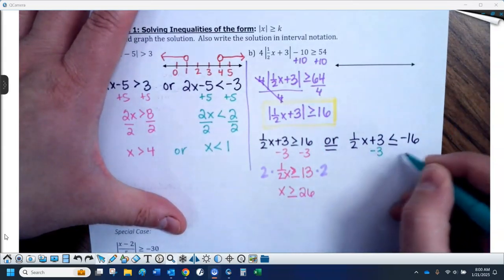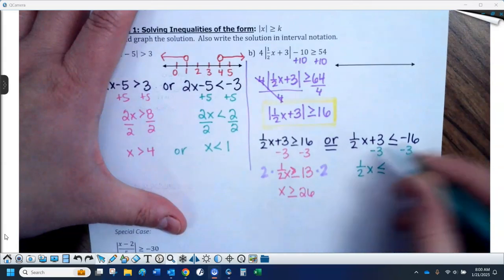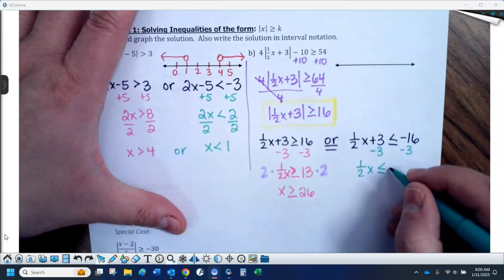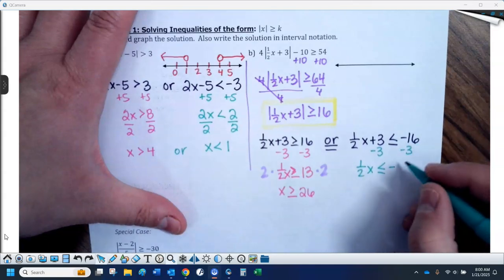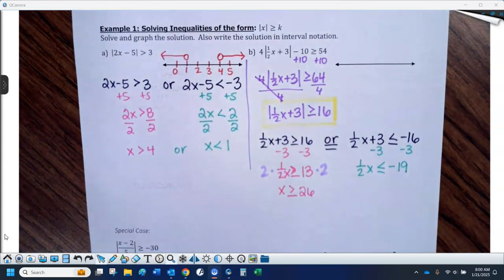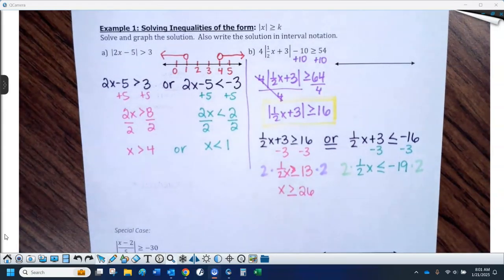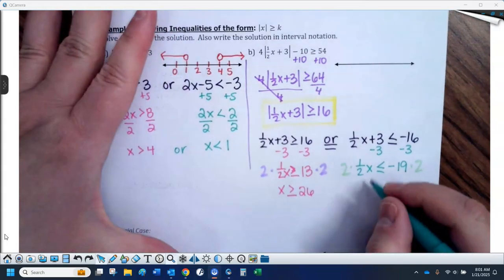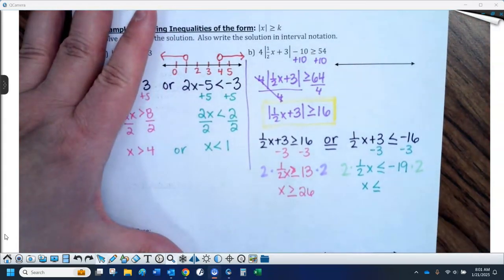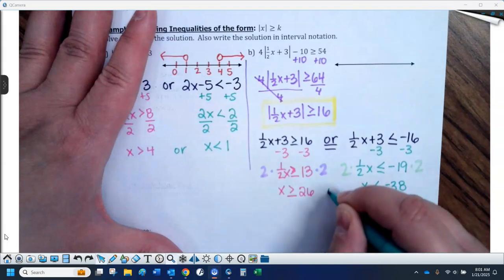Now here on the other inequality we wrote, I'm going to subtract 3. I'm just subtracting 3. It doesn't flip a sign or anything. Negative 16 minus 3 is negative 19. And the same action I did on that last question, to get rid of the 1/2, I'm just going to multiply both sides by 2. Or you could divide by 1/2. It'll give you the same answer. That does not flip a sign or anything like that. So negative 19 times 2 is negative 38.